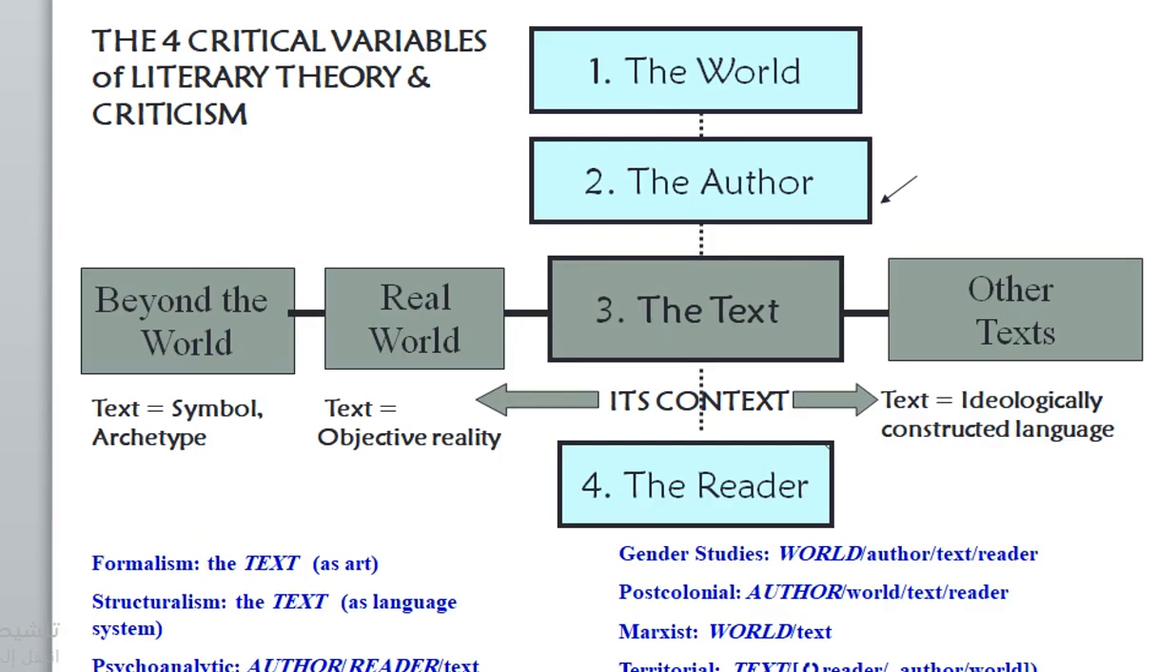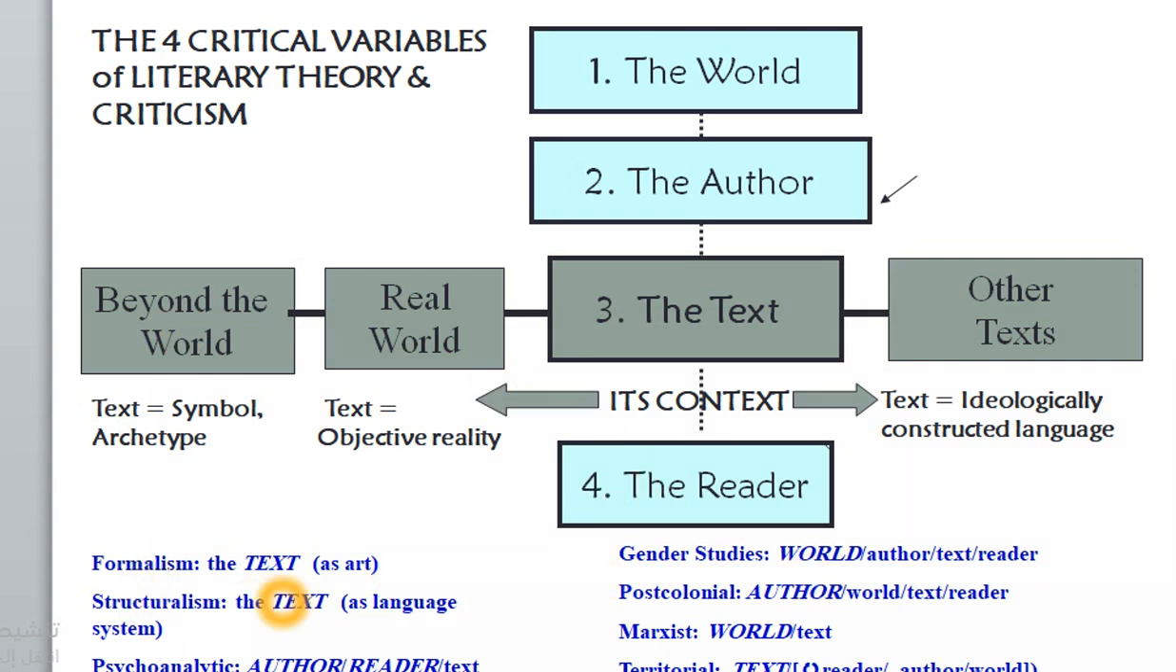Then, on the other hand, we have 4 variables. When I ask you about the 4 variables of literary theory and criticism, we have: first, the world; the author; the text. When we talk about the text, beyond the world, the real world, and other texts, we try to compare it with other texts, with reality, and with imagination or the metaphysical world beyond the world. And last, we have the reader, and how the reader will take it.